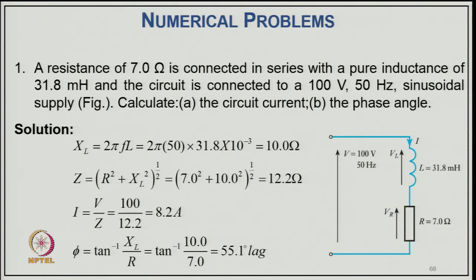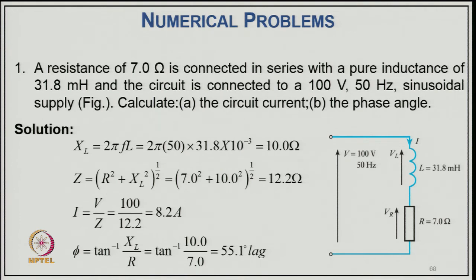A resistance of 7 ohm is connected in series with a pure inductance of 31.8 millihenry, and the circuit is connected to a 100 volt, 50 hertz sinusoidal supply. Calculate the circuit current and the phase angle.